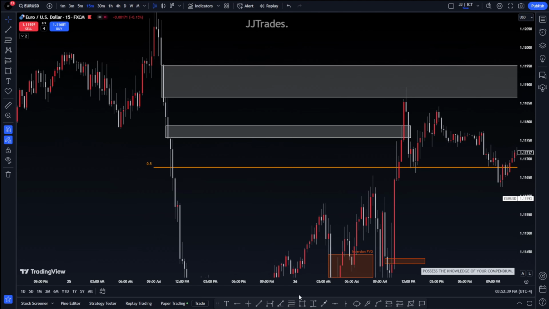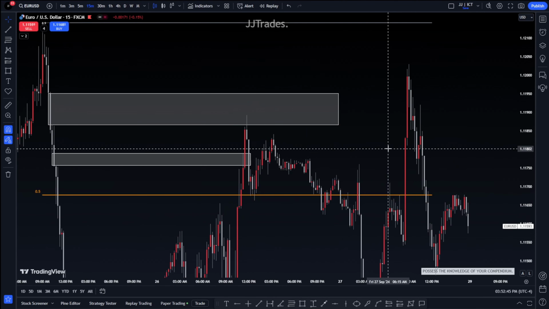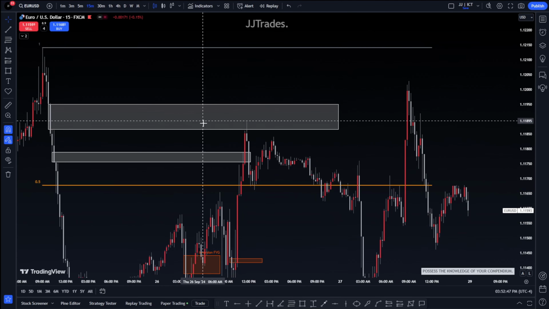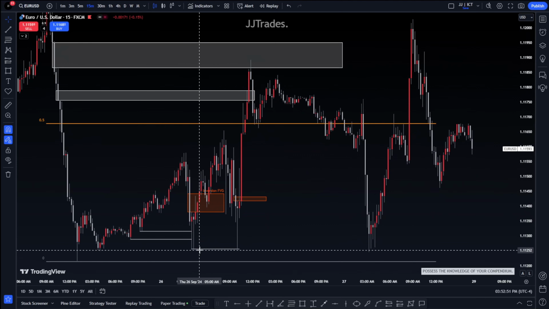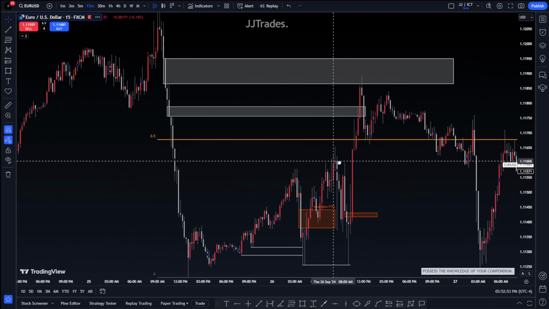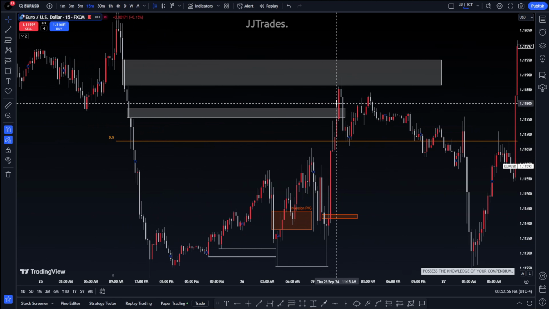You can probably take consequent encroachment. Yeah, but me personally, I wouldn't risk that. Because it did eventually come back and fill the entire fair value gap. But what did it do? It manipulated you first. So what I recommend you doing is not taking the whole fill. Take it when it first comes into the fair value gap.